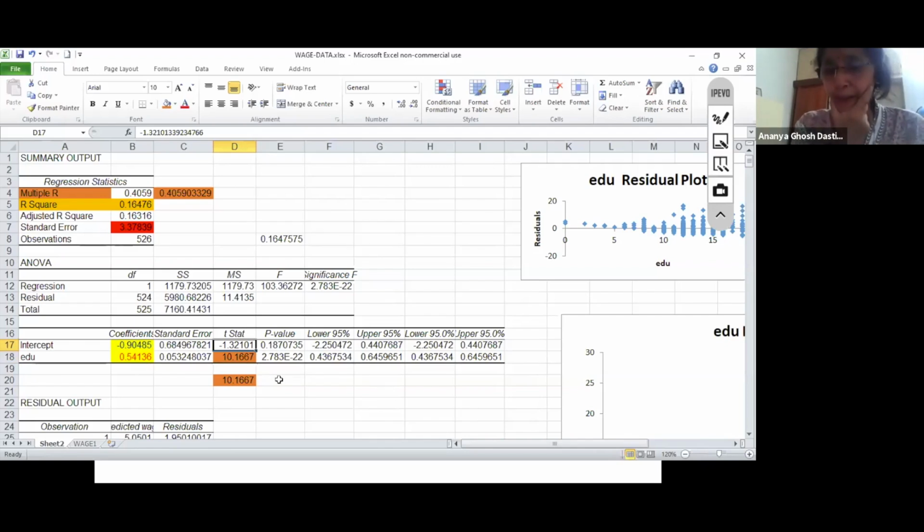There are other ways of doing hypothesis tests using p-values, and this is something that I'm going to start with from tomorrow. Okay, so right now let me just call it a day here.